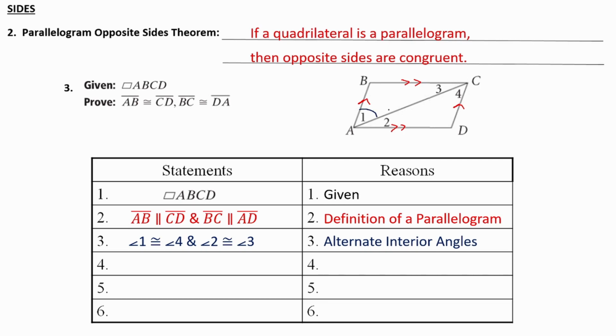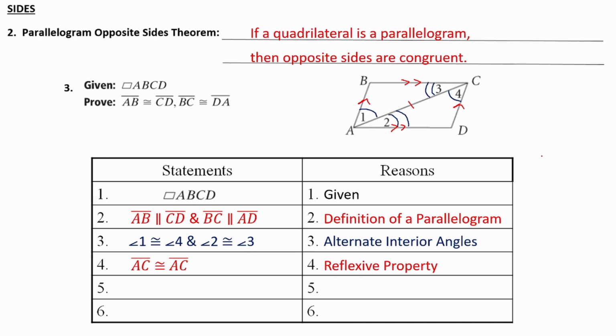So we know that 1 is congruent to 4. We also know that 2 is congruent to 3. Next, we can make the claim that AC is congruent to itself. This is sometimes called the no-duh property if you're in Mr. Forster's class. Formally, it's called the reflexive property. Add that to our diagram there.